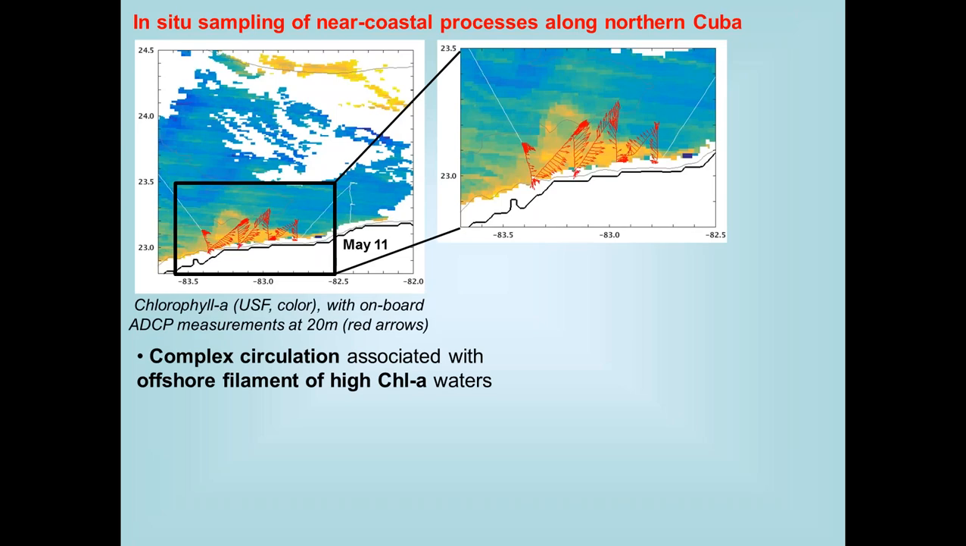Now I'm going to focus on the sampling that we did during the same cruise along the Cuban coast. First, along northern Cuba, this is Havana, and we departed from here. This is the area that we sampled. In red is the near surface current that we encountered. I'm zooming in here, and we see a very complex circulation with the current going pretty much everywhere.